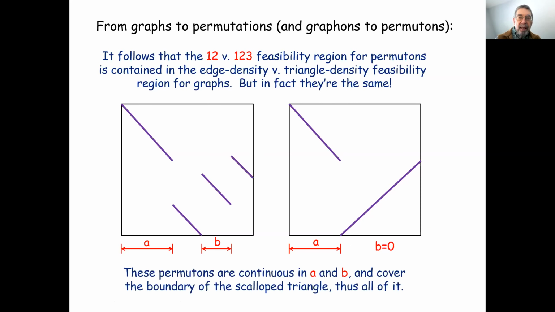And the cool part is that with these, you can cover the whole boundary of the scalloped triangle. So for example, the lower left corner of the scalloped triangle just corresponds to a equals 1. So that's the reverse permutation, which has no 1, 2 patterns. And the complete bipartite graph is represented by a is 0, and there's just a b line here and a b line here. That gives you the complete balanced bipartite graph. So you cover the whole boundary, and now by topology, this space extends to the entire simply connected region between the boundaries.